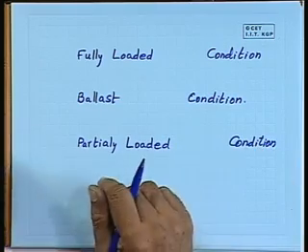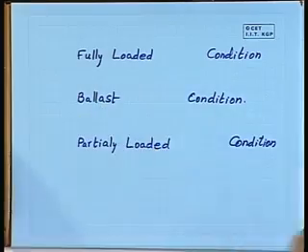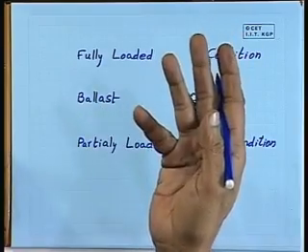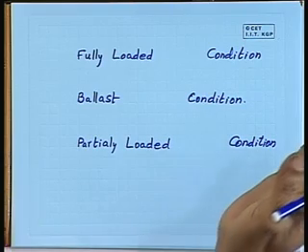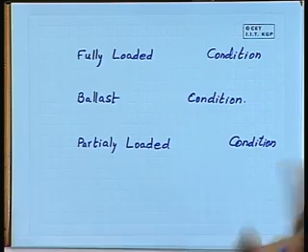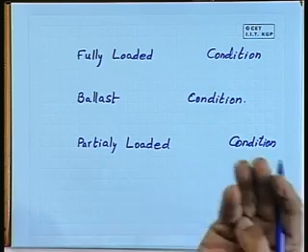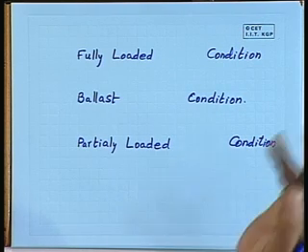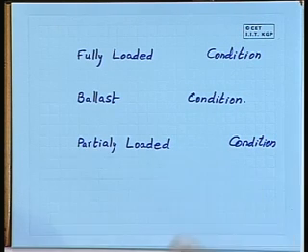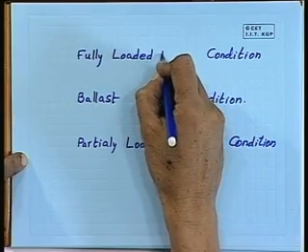Under each condition you have a departure condition and an arrival condition. When you depart from a port, you have all the consumables intact. When you reach the destination, your consumables are consumed. Fuel oil is consumed, lubricating oil is consumed, fresh water is consumed, and all provisions are consumed. So we say fully loaded departure condition.